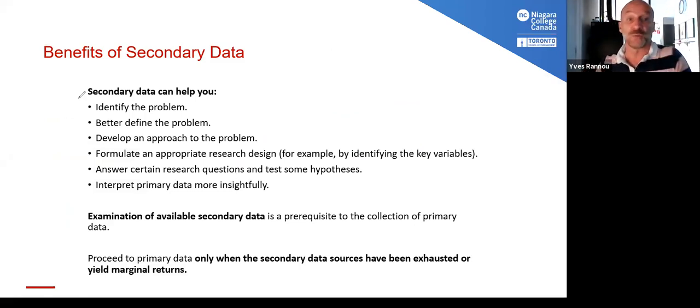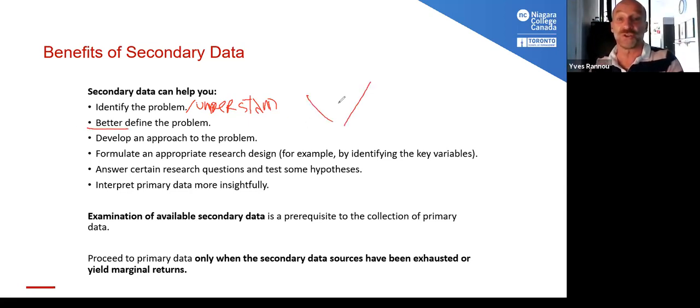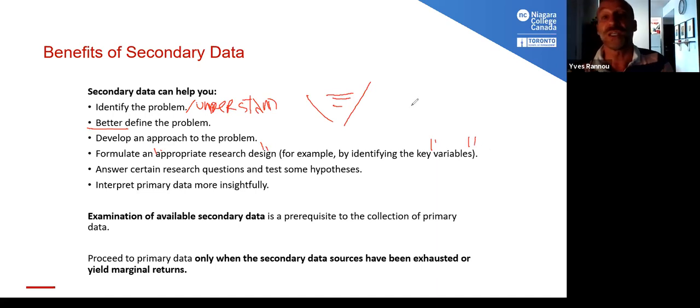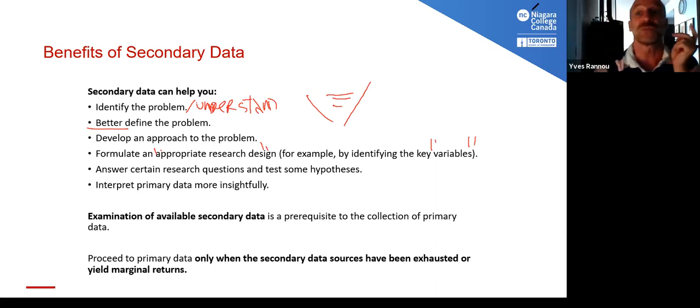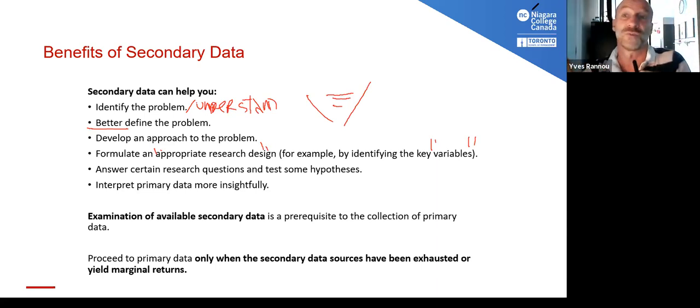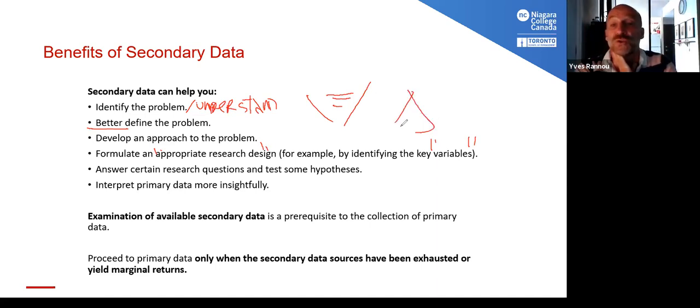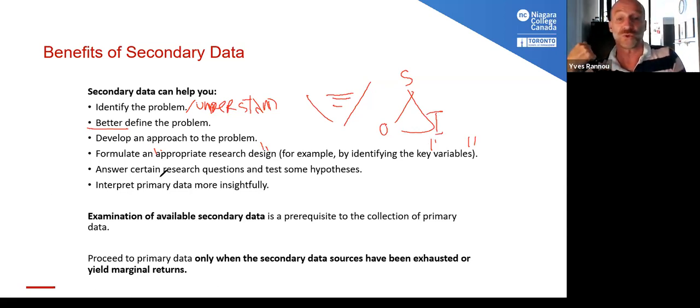They will help you to identify and understand the problem. What am I dealing with? Better define it, right? We're trying to move through the funnel, develop an approach to the problem. So you're going to start thinking, what do I need to do for my research? And then formulate the research design. So maybe you're going to have a bit of a sense of variables, what affects mental health, what affects consumer preferences, and perhaps the in-store experience. You find that the in-store experience is very important. Then this is why you've decided to do your in-store visits of observation, right? So you're defining, and you're informing your own research. Answer certain research questions and test some hypotheses.